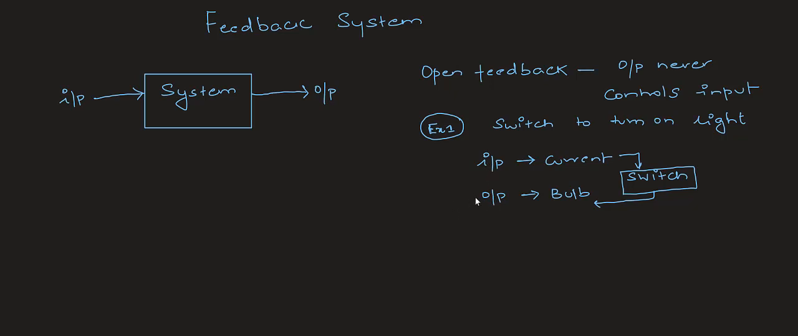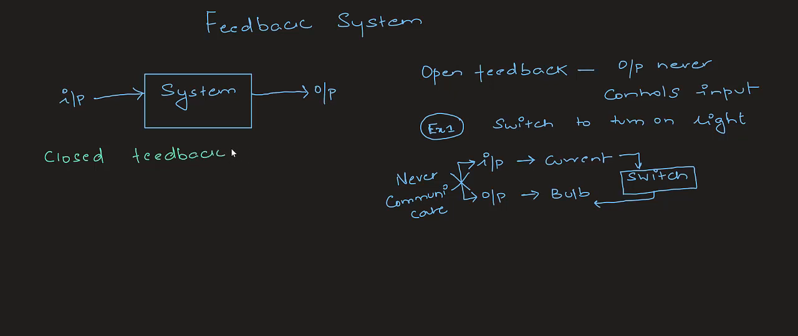If the switch is not on, there is no bulb light, and when the switch is on, the bulb light is on. When I say they don't meet, it's like they don't communicate. There is no communication between input and output.